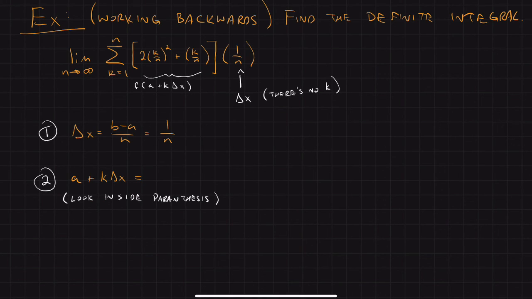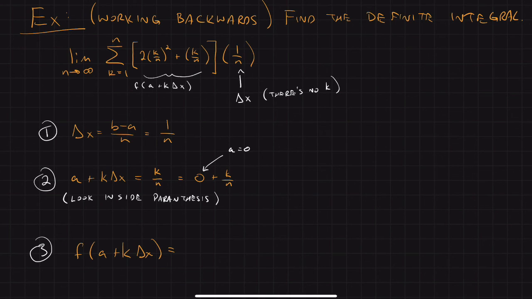Step 2, we want to find a plus k delta x. To do this, just look inside of the parentheses from the f of a plus k delta x section of the limit of the Riemann sums. Inside of those parentheses are just k over n. So that is our a plus k delta x term. It's important to notice that we only have a single term here. That means that our a value has to be equal to 0. If you had 2 terms, then your a would be whatever the constant term was.